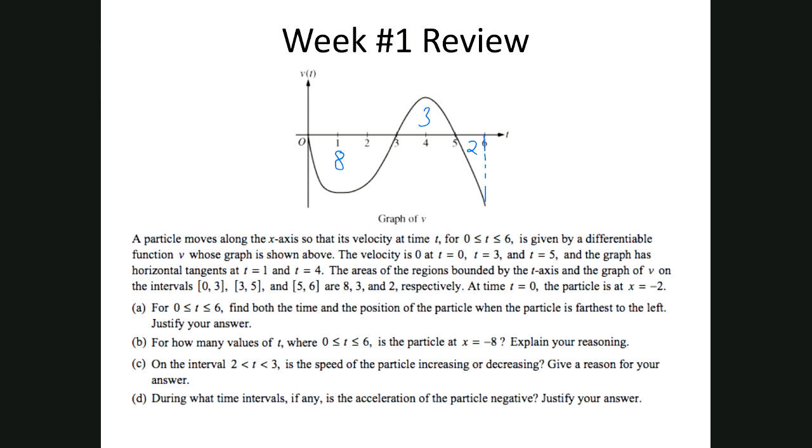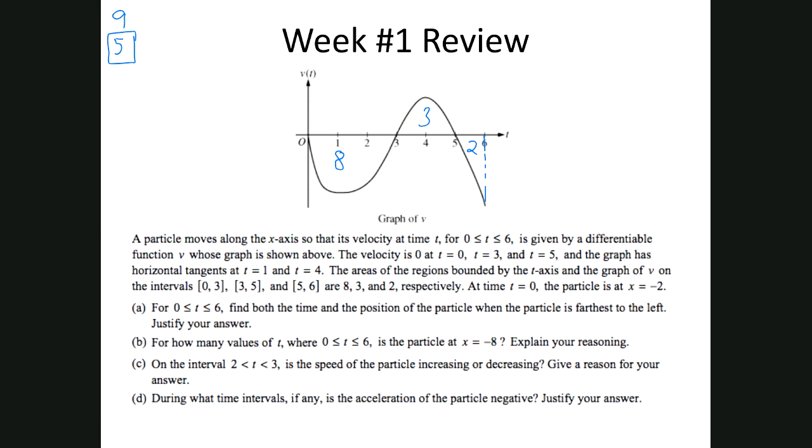So let's see how many points we can get, because remember, these are AP questions, and there's 9 points total for each AP question. We are trying to get 5 points for each one. If we get 5 points for each one out of 9, we will get a 5 on the AP test.